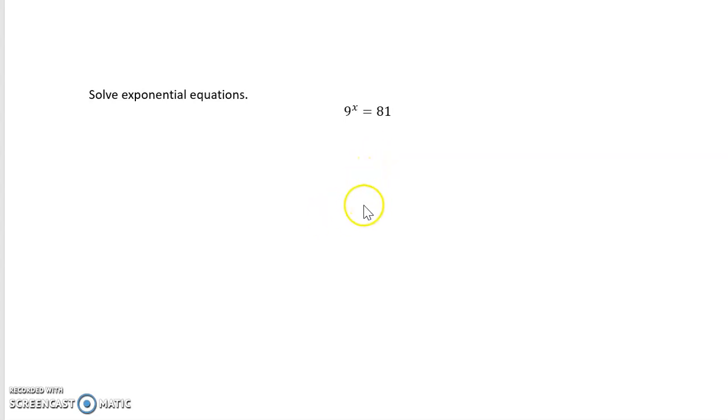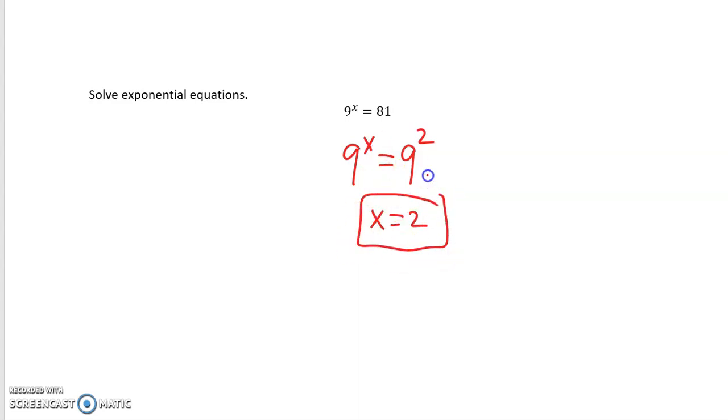In the previous video, we solved an exponential equation, 9 to the x equals 81. What we did was rewrite the right-hand side, 81, as 9 squared, and because the bases are the same, that tells us the exponents must be the same. So we got x equals 2. Now, there's another way to write it.